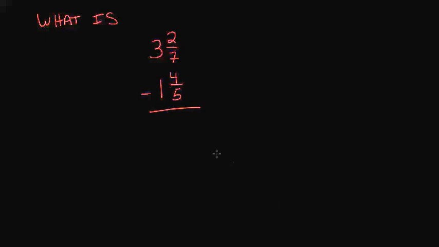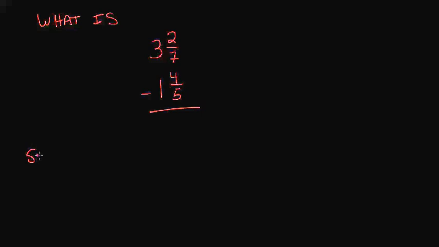Okay, now what we want to do is look at an example of subtracting mixed numbers. So we have 3 and 2/7, and we want to subtract 1 and 4/5. Now, just like with adding mixed numbers, we need to make sure we have that common denominator. Okay, so we can list out multiples of 5 and 7. Okay, that's fairly easy to do.